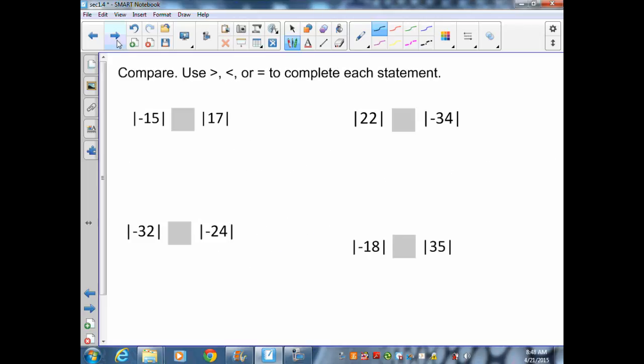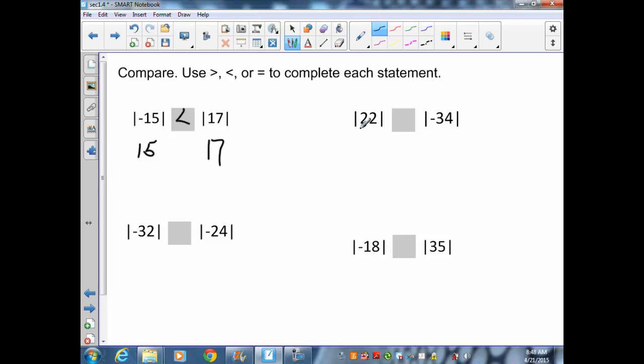In this example, compare using greater than, less than, equal to complete each statement. Again, I want you to copy this problem down, and I want you to simplify before putting in any of these inequalities or equal to symbols. So copy this problem down and then perform the operation. The absolute value of a -15 is 15. The absolute value of 17 is 17. 15 is less than 17.